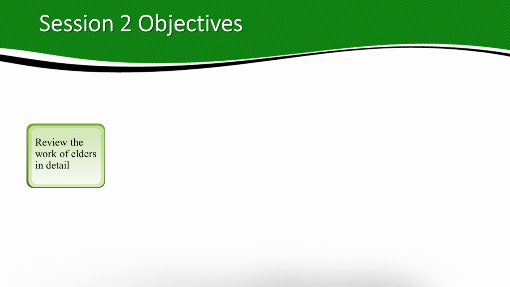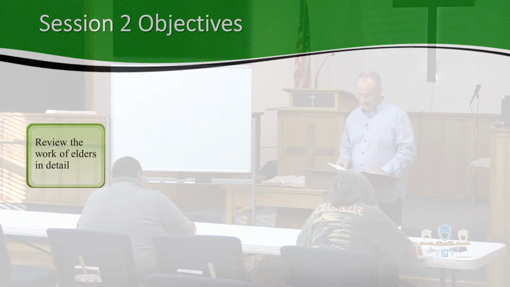Right, so we're going to have our session 2 of the deacon leadership training tonight, and then we'll have our deacon meeting after that. Talk a little bit about our objectives. We want to review the work of elders in detail because the work of deacons is so much related to elders. We need to make sure we understand what the elders are to do, and then we can understand what the deacons are to do.